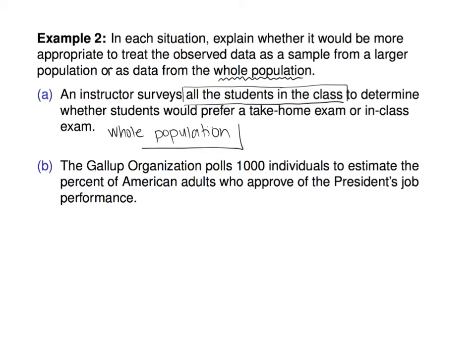I guess we have to assume that this person does not have an additional class that they're trying to also do this with. Next, we have the Gallup organization polls 1,000 individuals to examine the percent of American adults who approve of the president's job performance. Now, they're trying to estimate the percent of all American adults, and they didn't ask every single American adult, they just asked 1,000 of them. In that case, this is a sample.